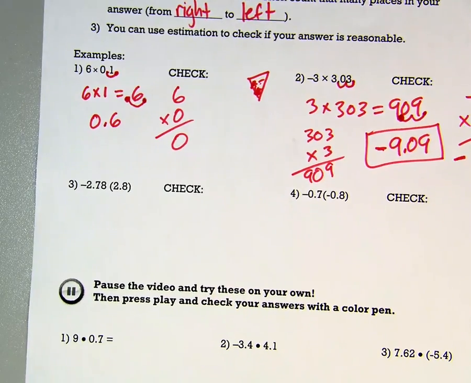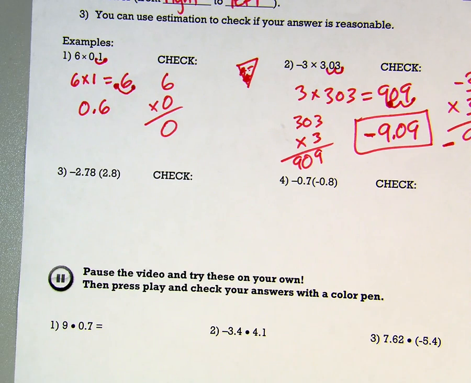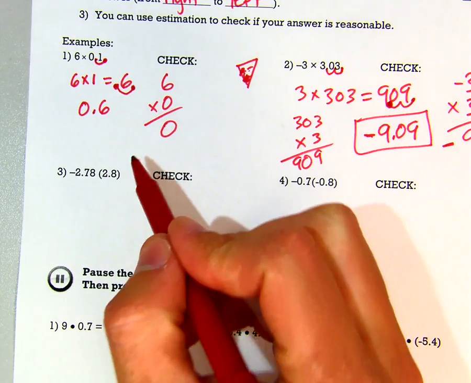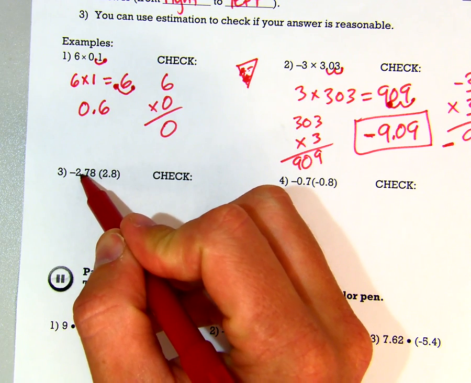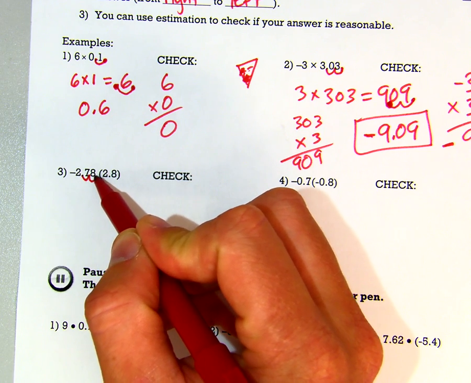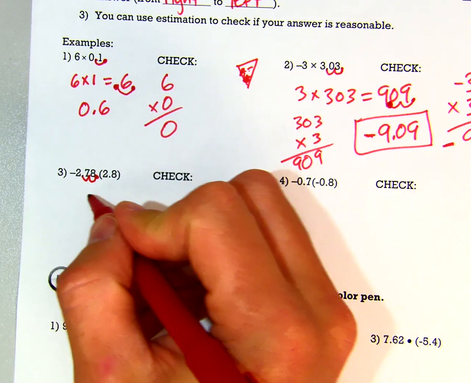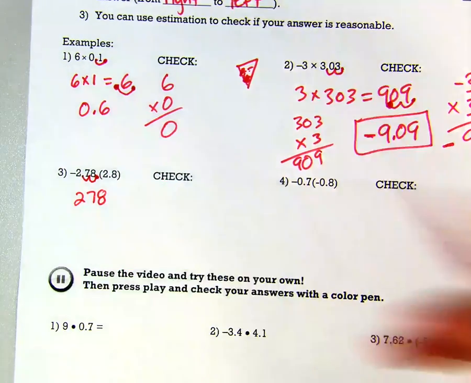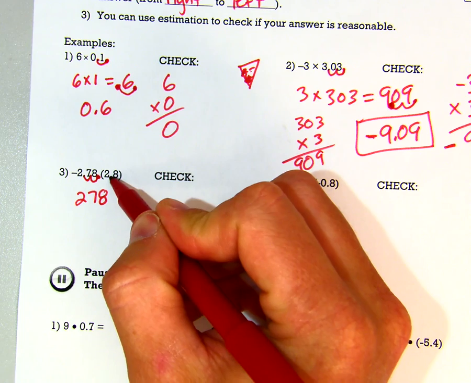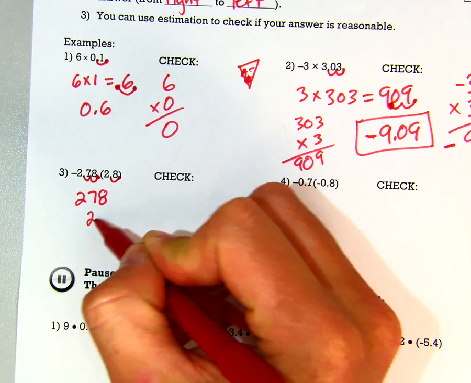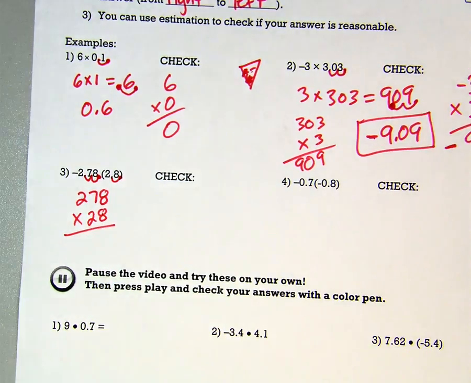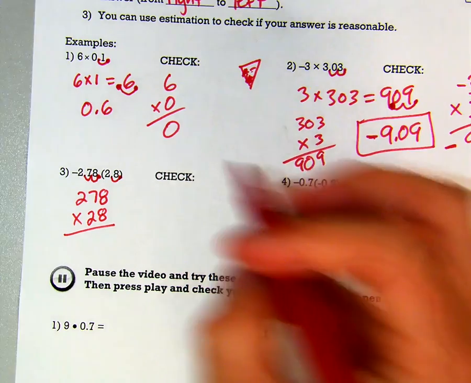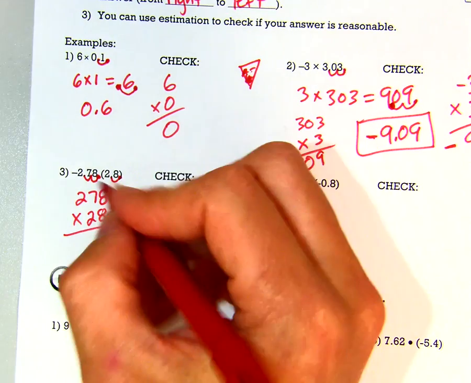Number 3, we have negative 2.78 times 2.8. Okay, so in my two previous problems, I just moved one number's decimals. That's all I had to do. Notice that this time I have to do it to both numbers. So I'm going to move negative 2.78 over twice, and now I have 278. I'm going to move over 2.8 once, and now I have 28. So I moved a total of 3 times. So let's solve this out.